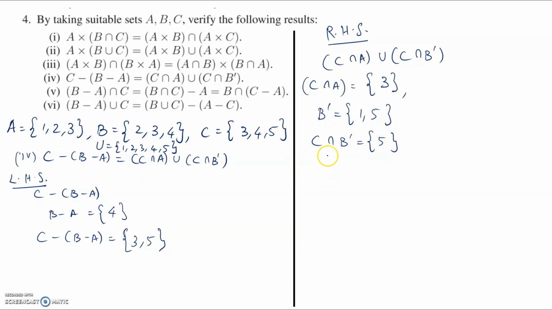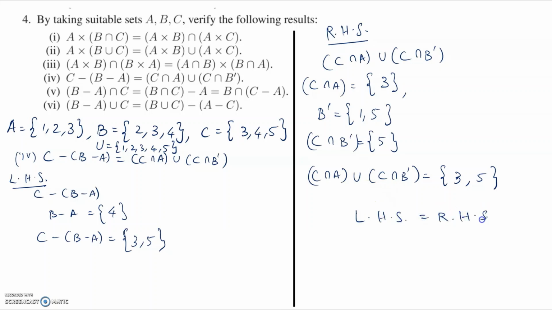Therefore, our C intersection A union with C intersection B dash will be equal to 3, 5. So we can clearly see left hand side is equal to right hand side, hence the proof.